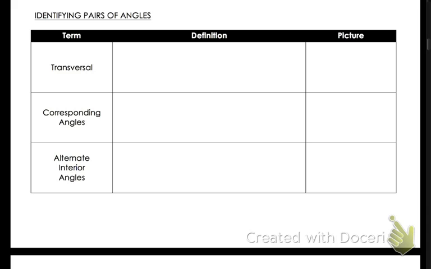So, a transversal is a line that intersects two or more other lines.